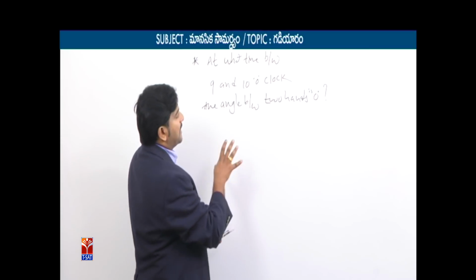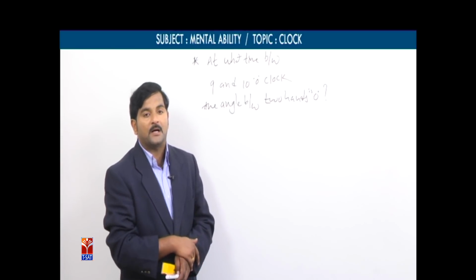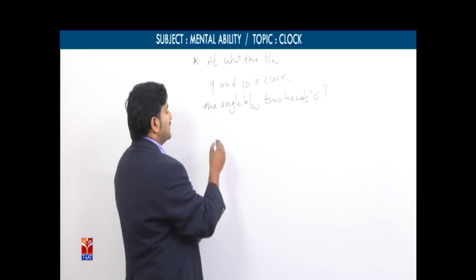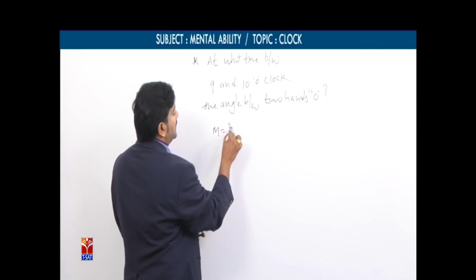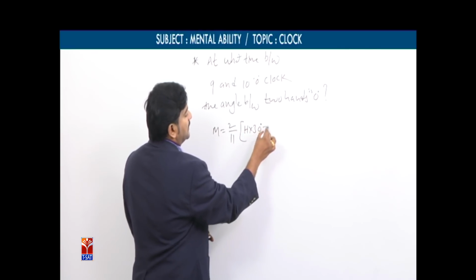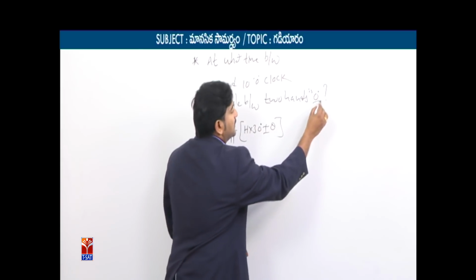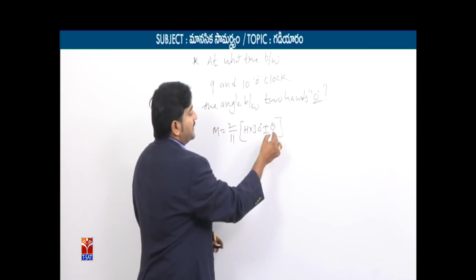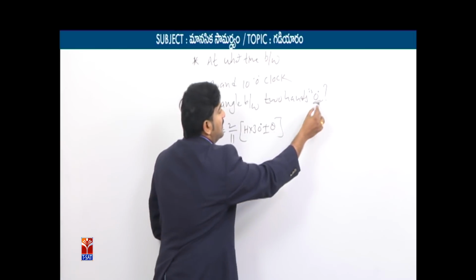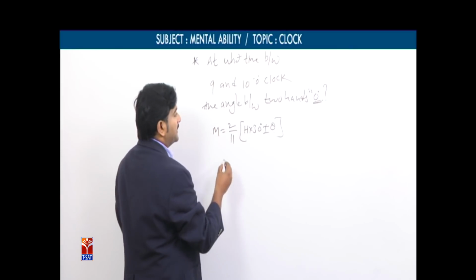Now the same question I am asking in a different way. At what time between 9 and 10 o'clock is the angle between the two hands 0 degrees? So this can be solved by using the same formula again. The formula is m equals 2 by 11 into h into 30 plus or minus theta. Since he directly mentioned the word 0 degrees, here we can take theta equal to 0, no issue. Coincide means we may be in a dilemma, but he only mentioned at what time between 9 and 10 the angle between the two hands is 0 degrees. So we can take theta equal to 0.